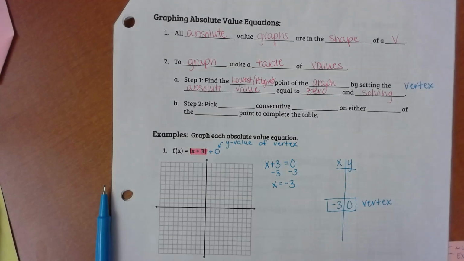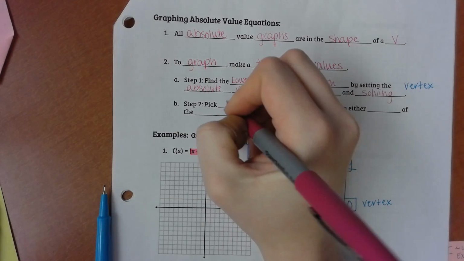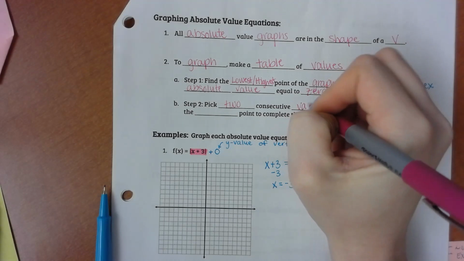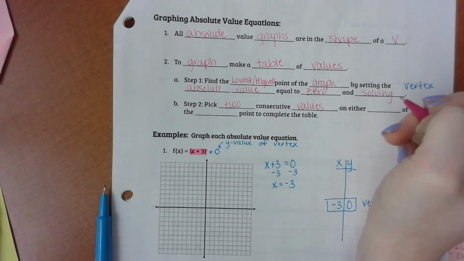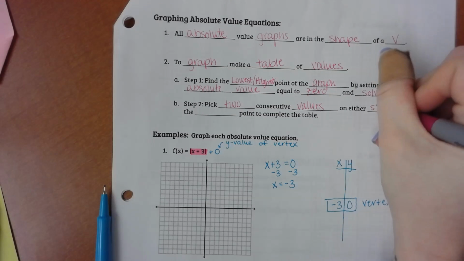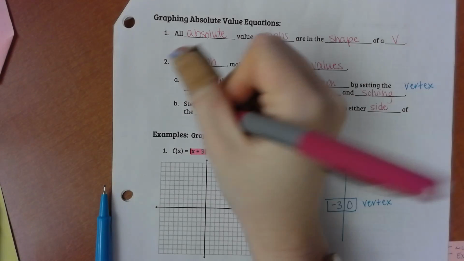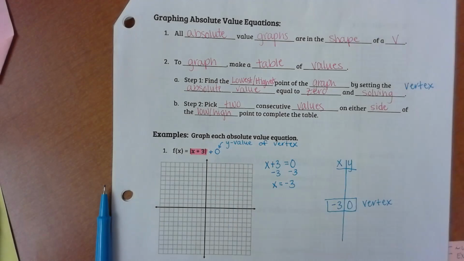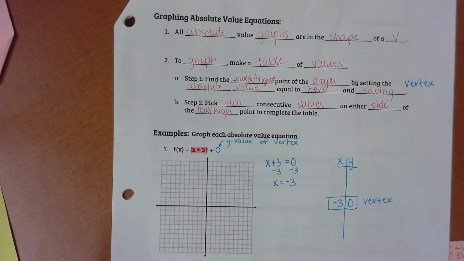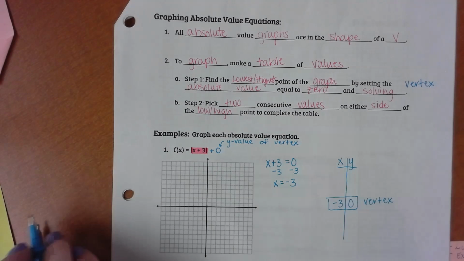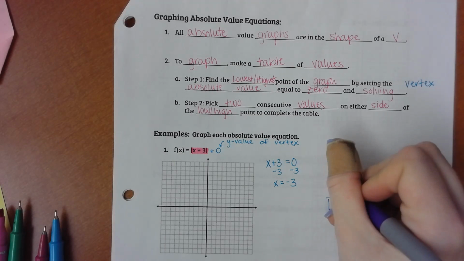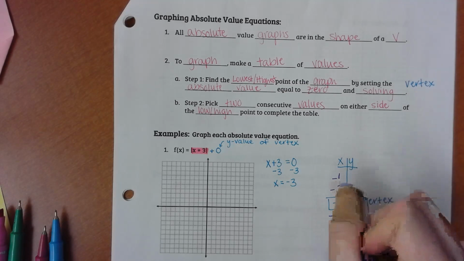So then you're going to pick 2 consecutive values on either side of that low or high point to complete your table. So that meaning that we've got the negative 3 here. So let's pick negative 2, negative 1, negative 4, and negative 5.